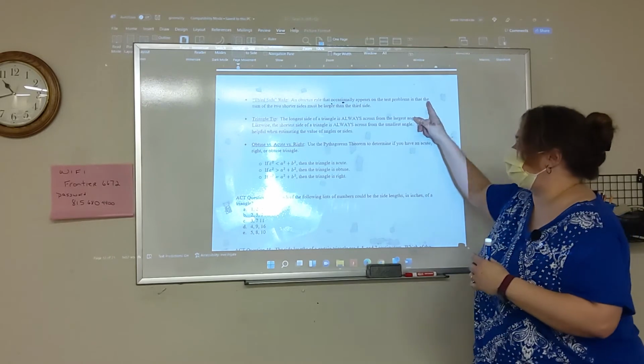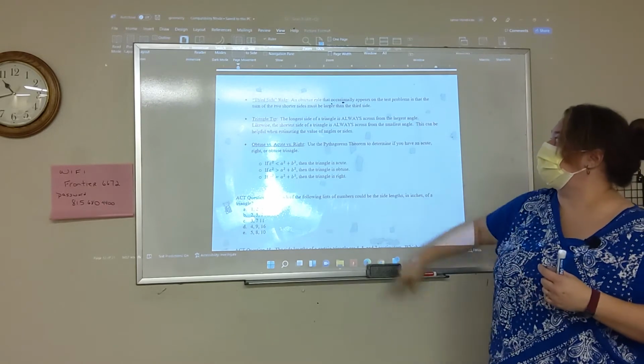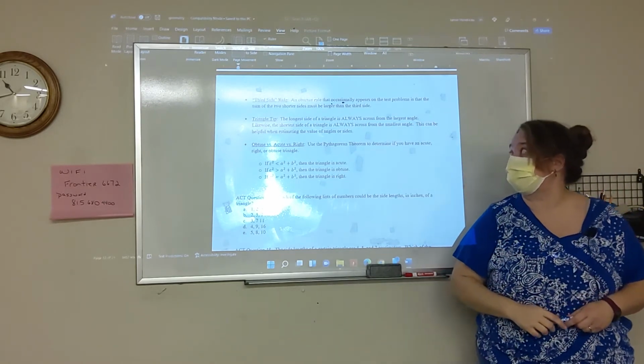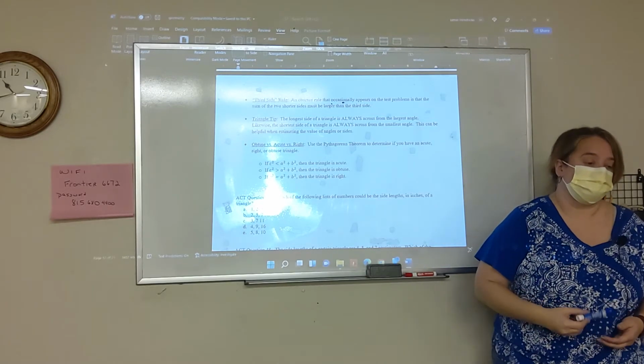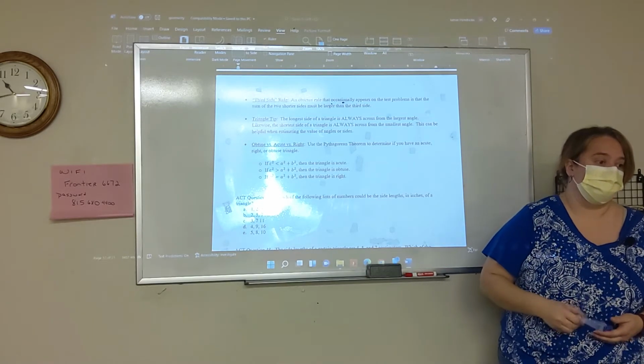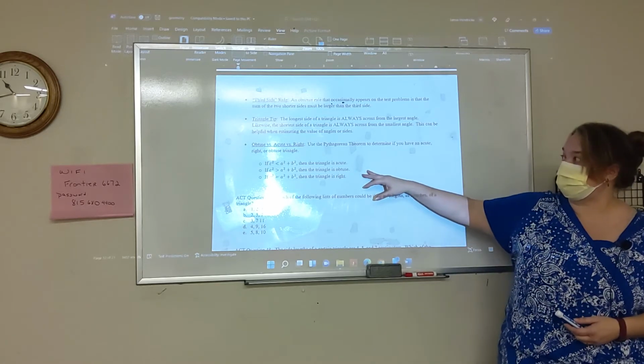Okay, so that's the way that rule works. We'll have an example of that in a minute. Triangle tip: the longest side of a triangle is always across from your largest angle, and the shortest side is always across from your smallest angle. It can help you when you're drawing them out. Acute versus right versus obtuse.